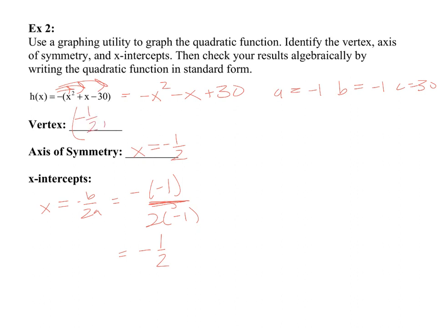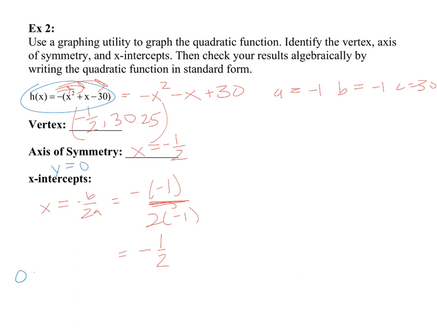Then you could plug negative a half into the function and figure out your y value, and you're going to get 30.25, or 30 1/4. And then the x-intercepts, how do you figure those out? Well, I could simply go to the original function that they gave me. To figure out the x-intercepts, you set what equal to 0? You set y equal to 0.